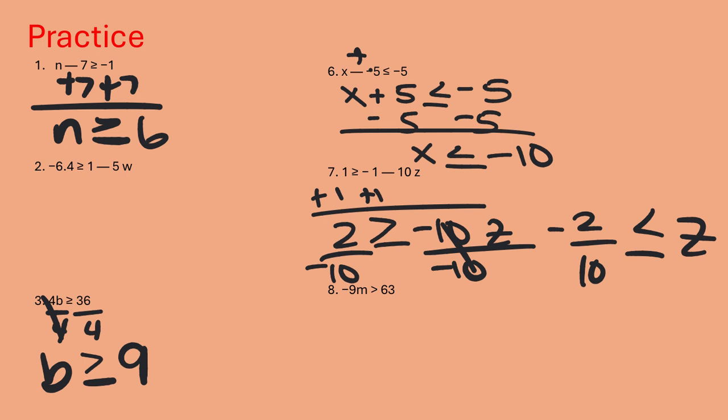And let's do one more. Number 8. In number 8, what am I dividing by? I'm going to divide by negative 9. Negative 9 divided by negative 9 becomes what? Positive m, right? Do I reverse my inequality sign? Yes. So it's going to be m is what? Less than what? -7. And that's your answer.